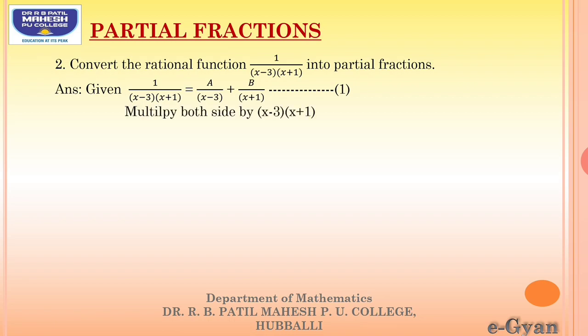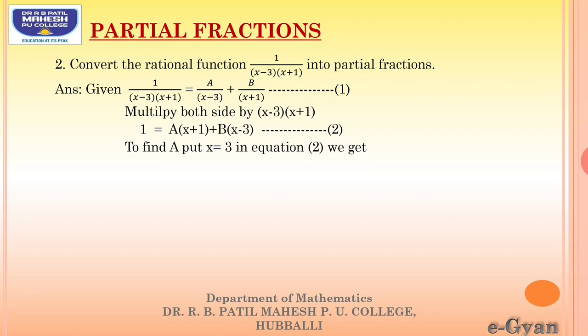The next, multiply both sides by x minus 3 into x plus 1, that is the denominator of the given term. Once we multiply, we get the left hand side term 1 and on the right hand side, a by x minus 3 multiplied by x minus 3 into x plus 1. We simplify that, we get a into x plus 1 plus b into x minus 3. Call this equation number 2.